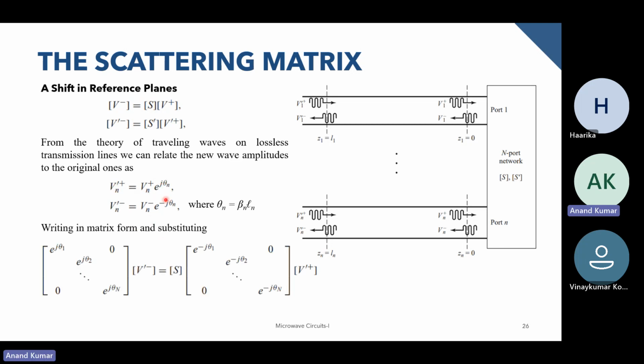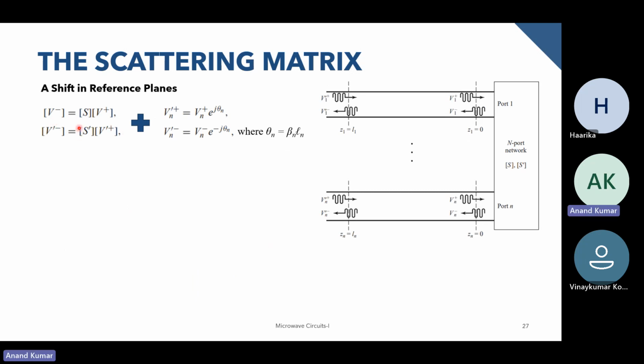And what we can do is use this information and substitute it back over here to get the relationship between V prime minus and V prime plus. So we have used this information in the first equation, and doing that we have got this relationship. On both sides, since these are all diagonal matrices, the phase shift terms appear in the diagonals only. So using that, we have this relationship now between V prime minus and V prime plus and S over here.